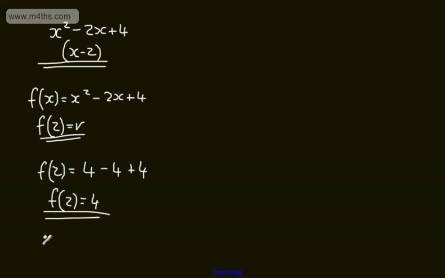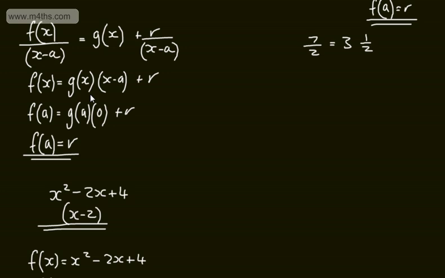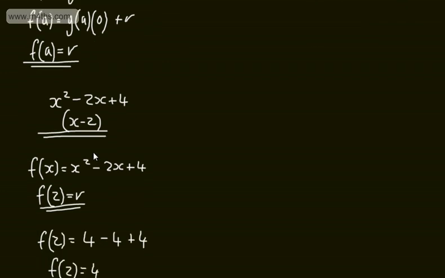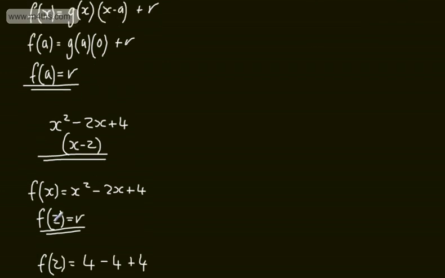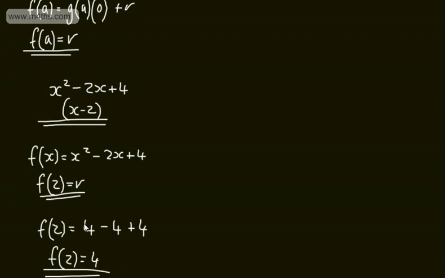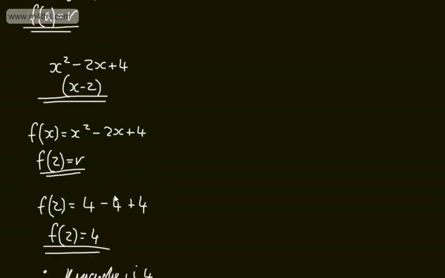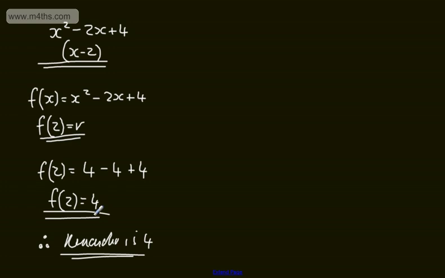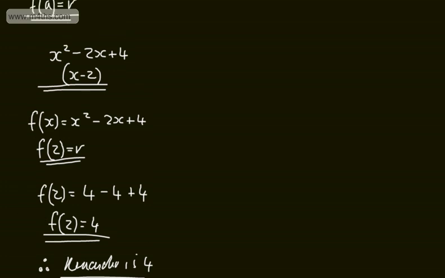Therefore, I can state now the remainder when we have x squared minus 2x plus 4 divided by x minus 2 is going to be 4. That is all we need to do. So while the definition is quite theory heavy, the actual application and process is fairly straightforward. We're just evaluating f of a to give us the remainder. We plug this into the function, find the remainder, and simply write it down.